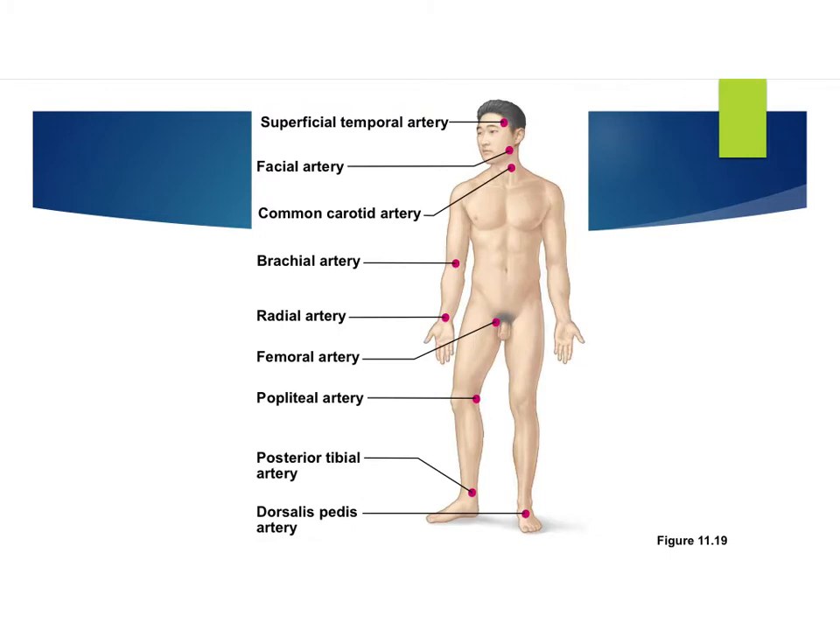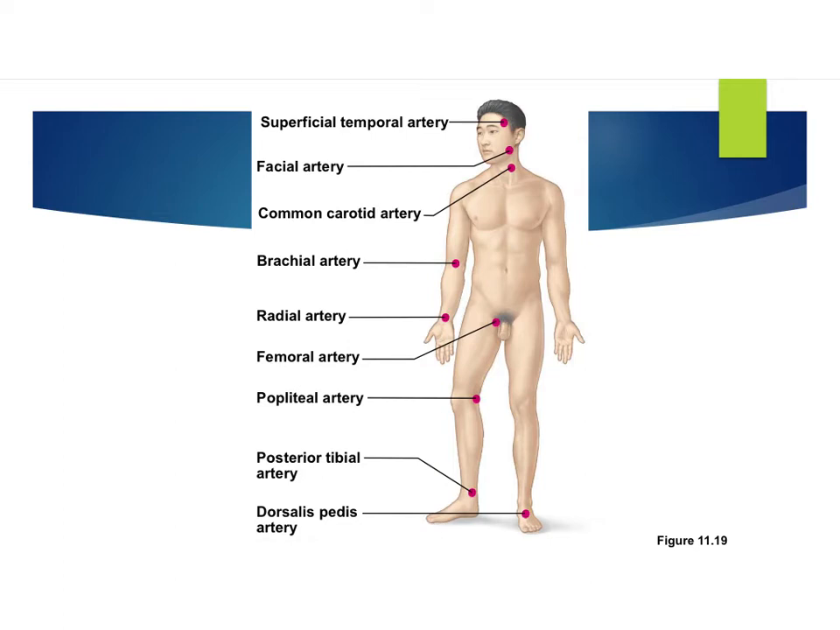Your pulse can be palpated at many different places on your body. These are places where arteries are pretty close to the skin, so you can feel it through your skin. So that includes the superficial temporal artery, facial artery, the common carotid artery, the brachial artery, the radial artery, femoral artery, popliteal artery, posterior tibial artery, and the dorsalis pedis artery.